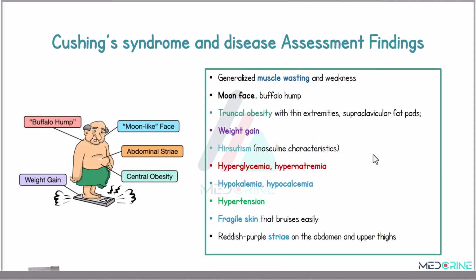In Cushing syndrome and Cushing's disease, the common findings include a generalized muscle wasting and weakness, presence of a moon-like face, a buffalo hump, truncal or central obesity, supraclavicular fat pads, and other features include weight gain, hirsutism, hyperglycemia, hypernatremia, hypokalemia and hypocalcemia, hypertension, fragile skin that is easy to bruise, and a reddish-purple striae on the abdomen and the upper thighs.